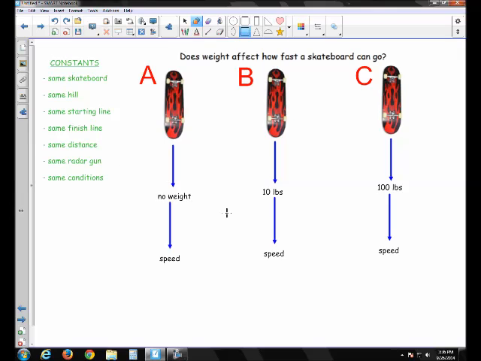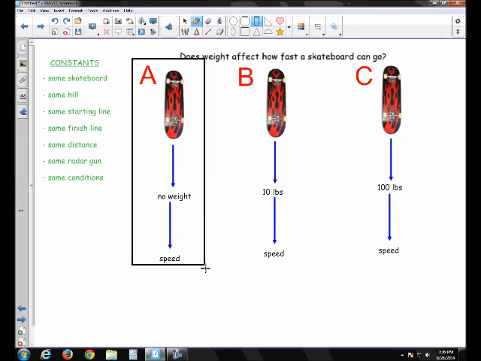Now, what we want to do next is identify which one of these is our control. A control is a standard for comparison. It's what we use to compare with in our experiment. It's the one trial that we're going to compare the other trials to, to see if something different happened. And so in this scenario, A is going to be our control.